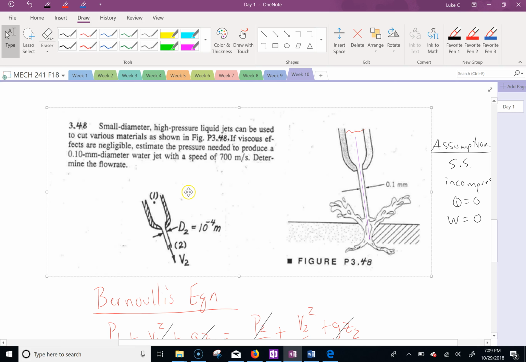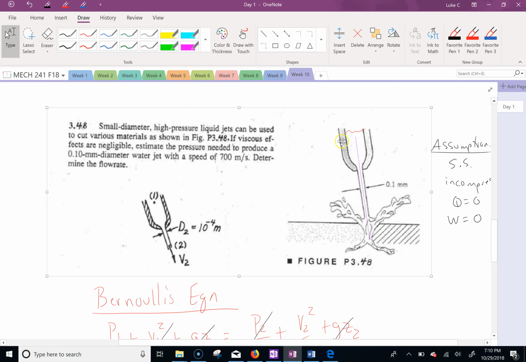All right, hi everyone. Here is another practice problem regarding Bernoulli's. So here you have a small diameter, high pressure liquid jet that is used to cut materials. There's some sort of liquid inside this jet. I believe we're going to use water, that shoots out at 700 meters per second.